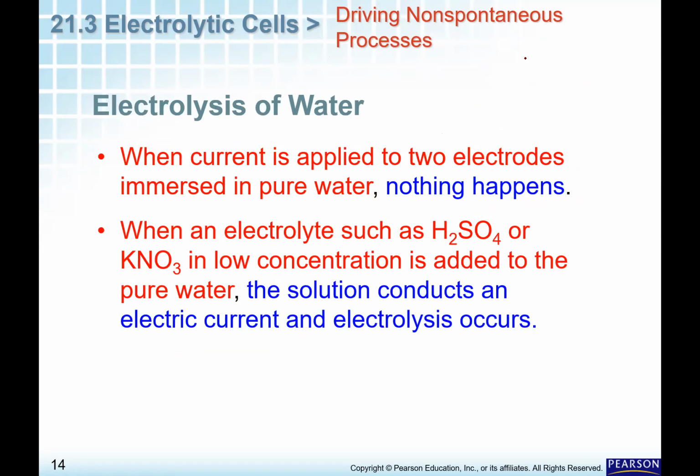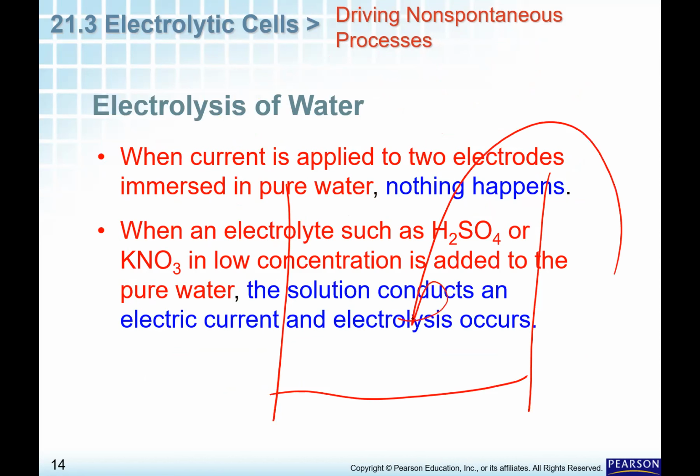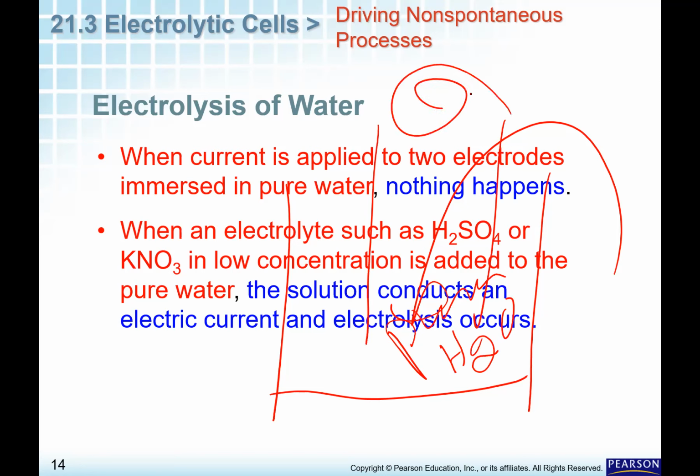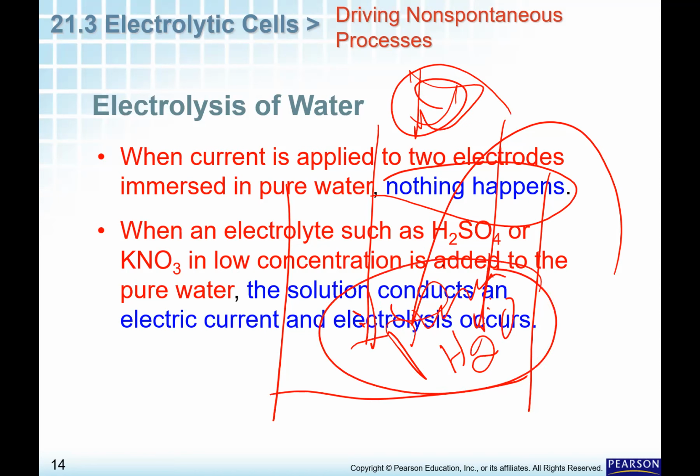If you have a beaker like this and you put pure water inside here, pure meaning no ions, no salts, no impurities, nothing, and you place the two electrodes and connect them to the power, what will happen? Nothing will happen. Why? Because electrons cannot flow through the solution. Because it's pure water, it's non-conductive.